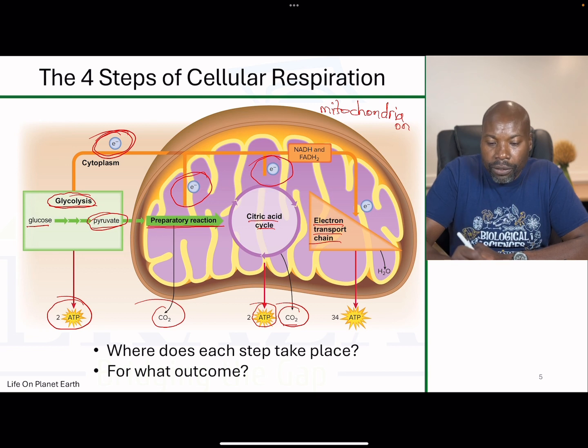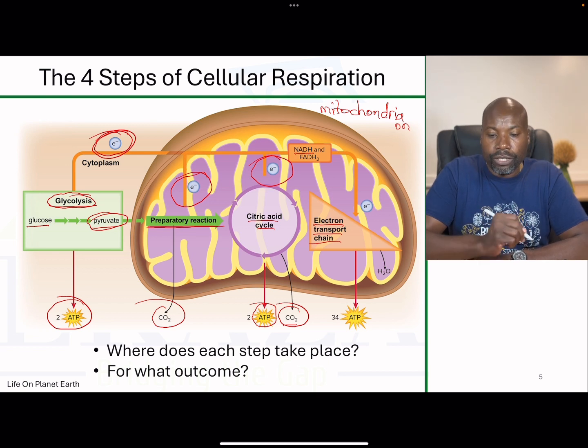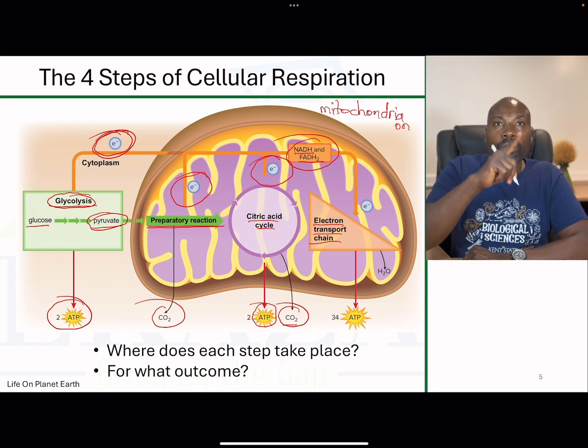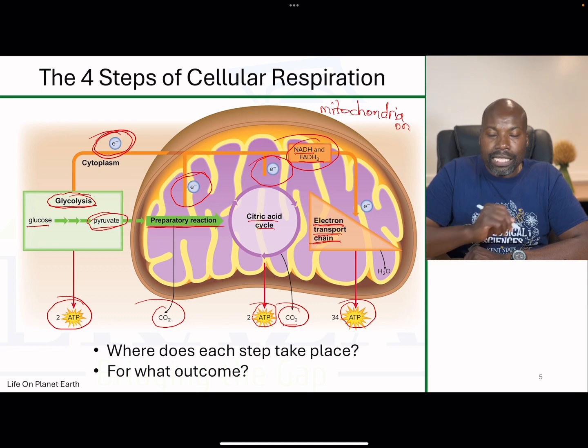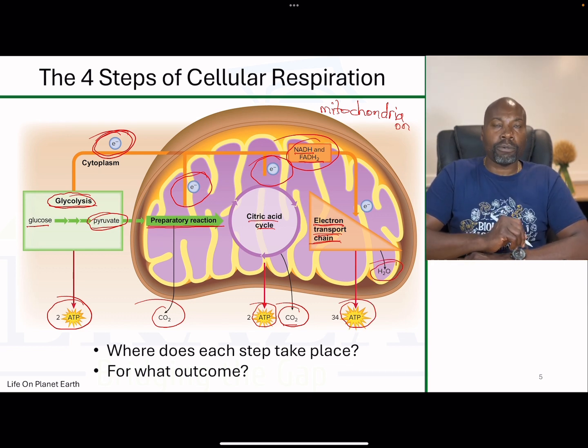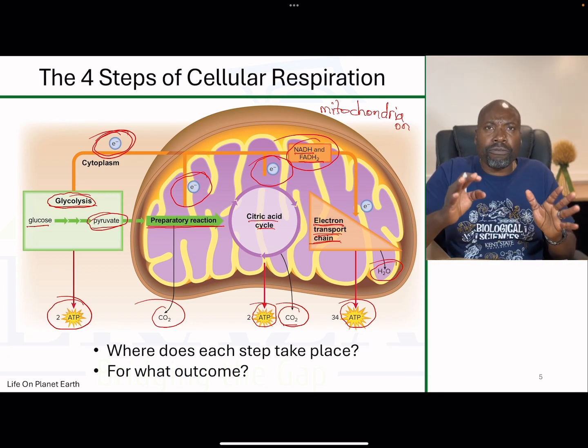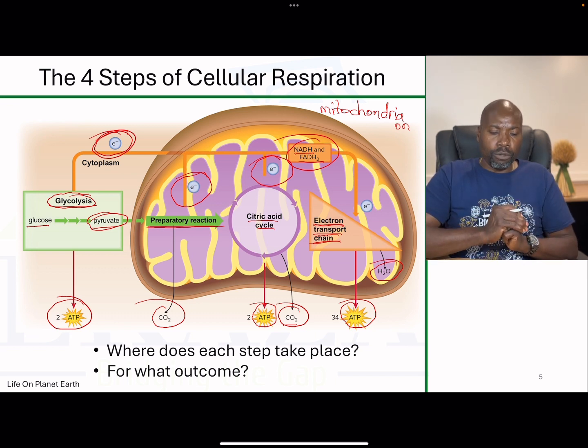These electron carriers are NADH and FADH2. These electron carriers now are the ones that are going to transfer electrons to the electron transport chain. In the process, ATP is produced at the end of the day and water is produced. Now, let's take a look at the amount of ATP that is produced from one single molecule of glucose.